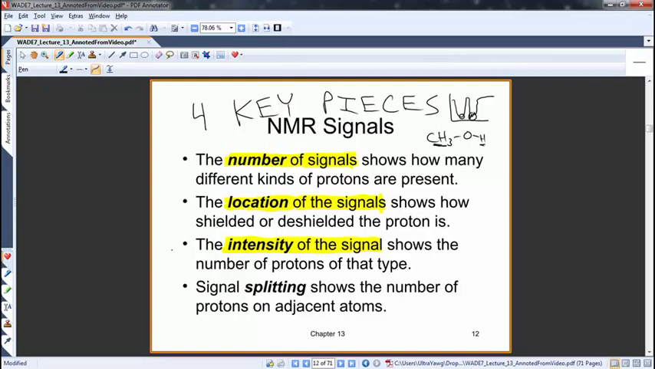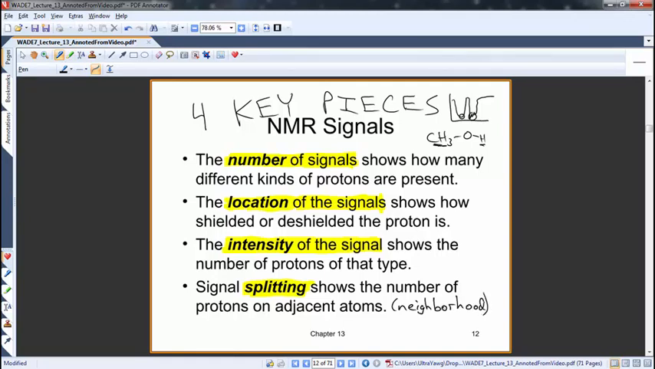And the last one is the most powerful part about proton NMR spectroscopy, and that's what we call the splitting of the signal, also referred to as the multiplicity of the signal. And that tells you about the neighborhood in which the hydrogens exist, right? So I'm just going to put here, and you should too in your notes, the neighborhood.